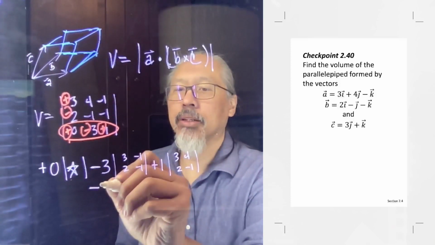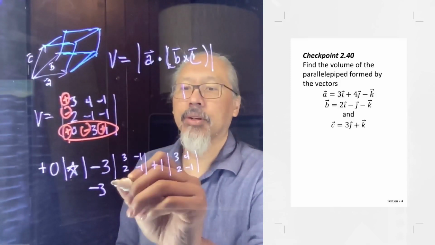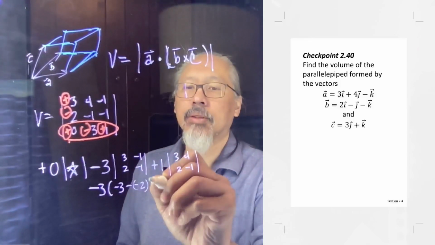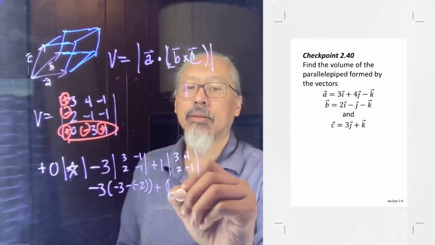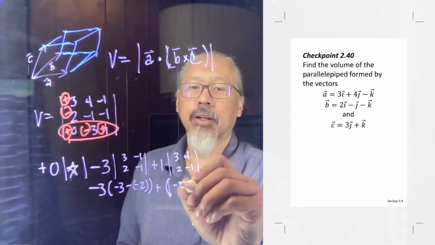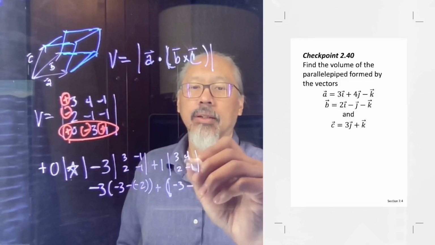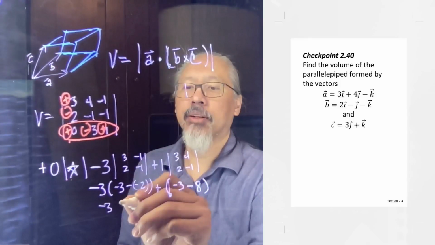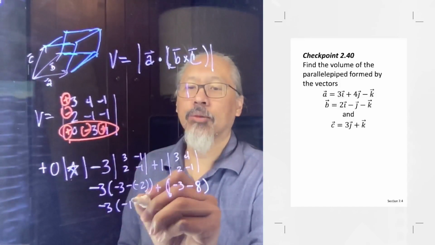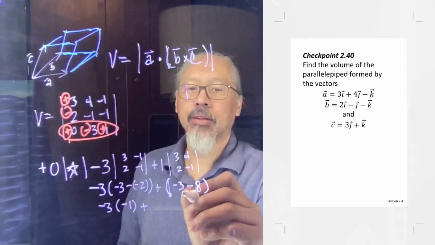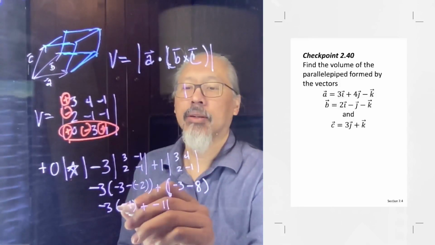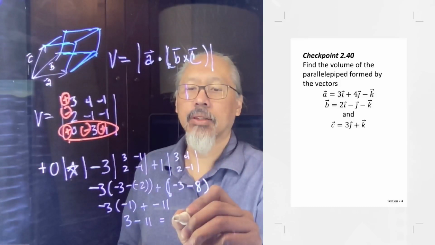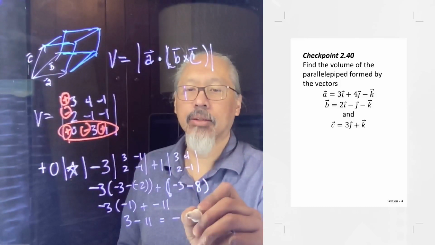We have a negative 3, and then we have a negative 3 minus negative 2, and we have a 1 times negative 3 minus 8. Okay, negative 3, and this is going to be a negative 1 plus negative 11. This is positive 3 minus 11, which is going to give us negative 8.